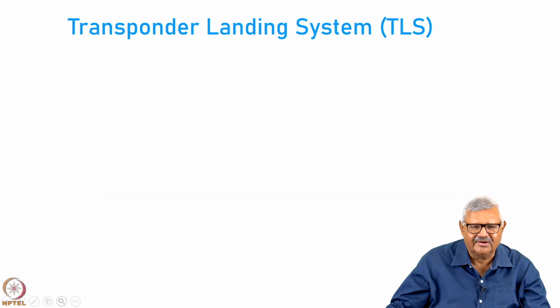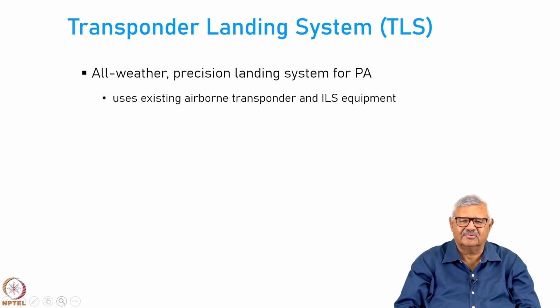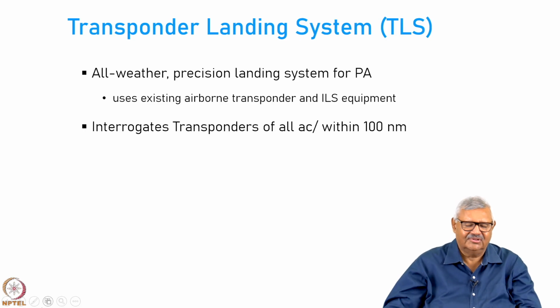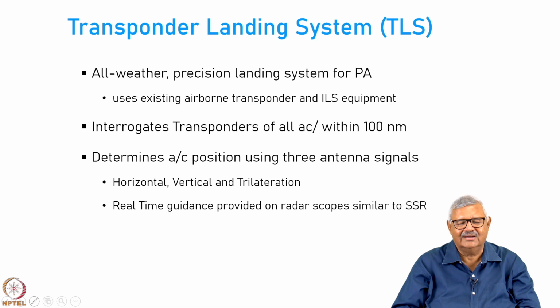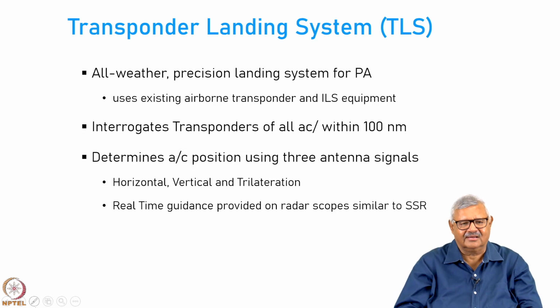One more system is called the transponder landing system or TLS. This is an all-weather precision landing system for precision approach, which uses existing airborne transponders and the ILS equipment, and it interrogates all transponders within 100 nautical miles, and therefore it helps you avoid any interference with the other aircraft.